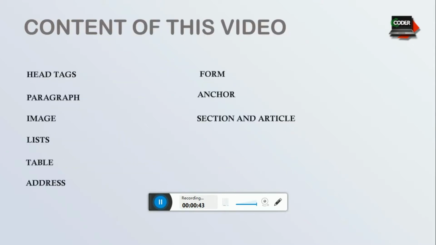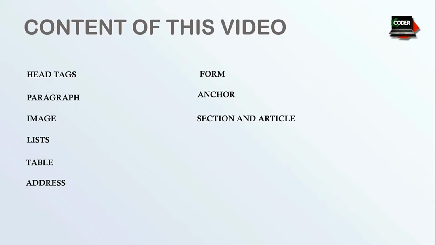Now, before concluding, I'd like to tell you that the content of this video will include head tags, paragraph, images, list, tables, addresses, form, anchor tags, section, and article. This is all we will be doing in this video tutorial. I hope you like this video. So here are the contents which we need to show you. We'll be starting with head tags. After that, we'll be showing you paragraph, images, list, table, addresses, form, anchor, and section and article. So let's get started with head tags.